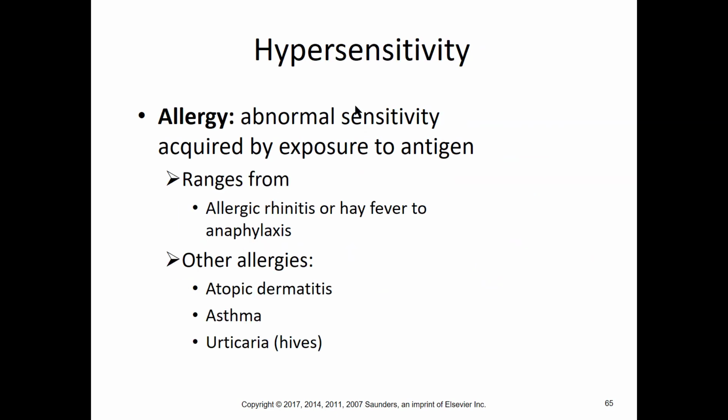Now, moving on to hypersensitivity. What is hypersensitivity or allergy? Allergy is abnormal sensitivity acquired by exposure to antigens. So when you are exposed to certain antigens, for example, hay fever, you get something called allergic rhinitis and or anaphylaxis. Other allergies are atopic dermatitis, asthma, and urticaria, which is caused by hives, and you get wheals and spots all over the body. Asthma, when you get shortness of breath, you can barely breathe on expiration, and you need something called an inhaler.